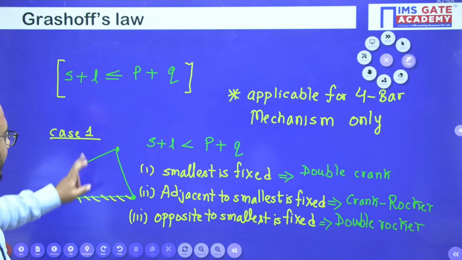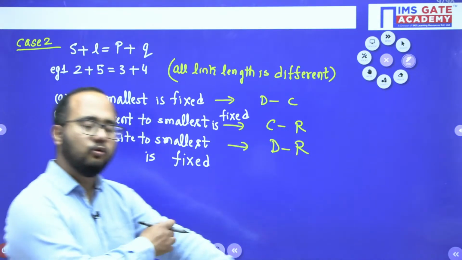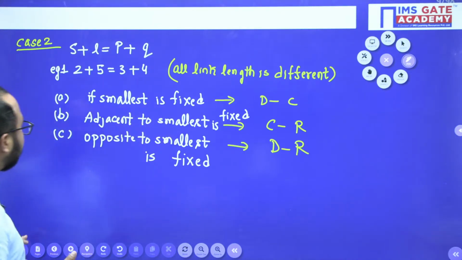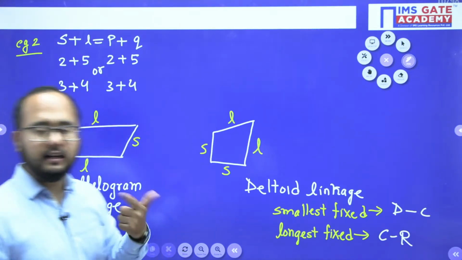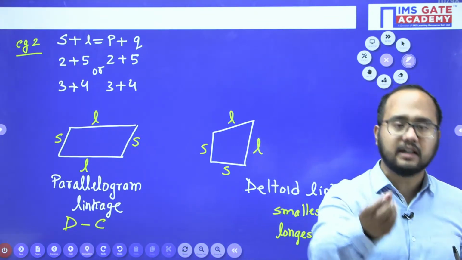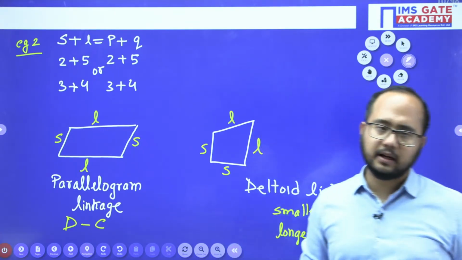So we have discussed case 1, then we have discussed case 2, in which two examples, two possibilities are there. All link lengths are different, but in this case an equal pair of link lengths will be there. Now case number 3: when Grashof's law is not satisfied, in that case you will have the double rocker kind of mechanism.